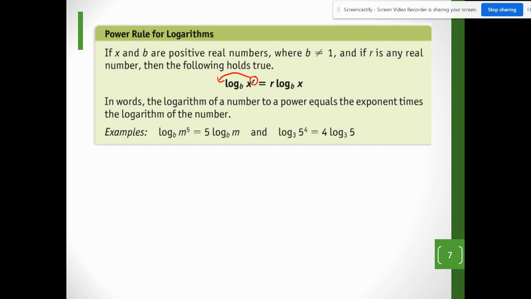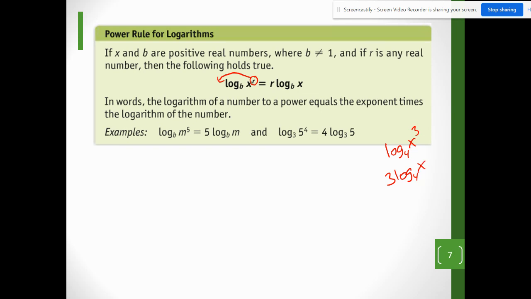There was one before that I gave you guys, and I said, think of that one, because that one's very interesting. I had something like log base 4 of x to the 3, and that became 3 log base 4 of x. I had that a few slides before.